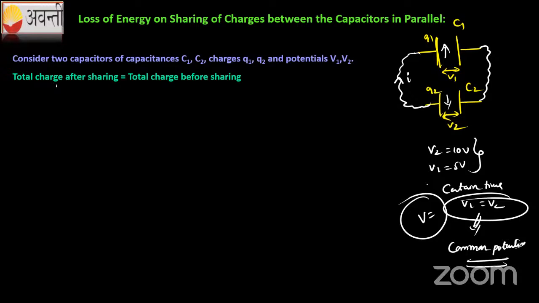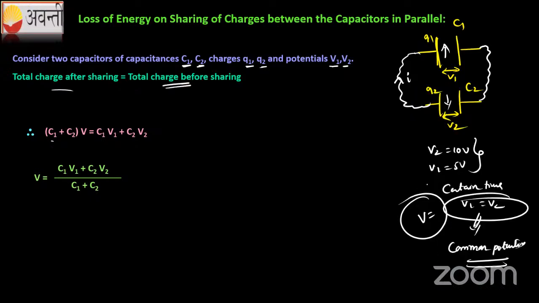Common potential. Look here. We need to consider two capacitances C1 and C2, and charges Q1, Q2. Potentials will be V1, V2, as I told you. The total charge after sharing is equal to the total charge before sharing. Charge is conserved. You know this law, right? Conservation of charges. Correct? Total charge after sharing is exactly equal to total charge before sharing. Total charge after sharing means the charges on both, along with their capacitance, correct?